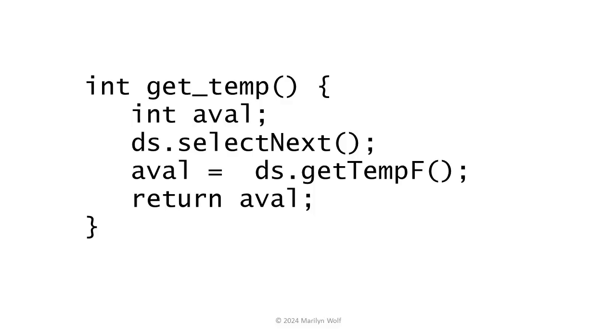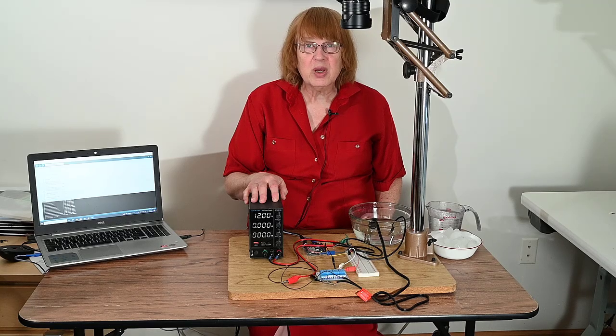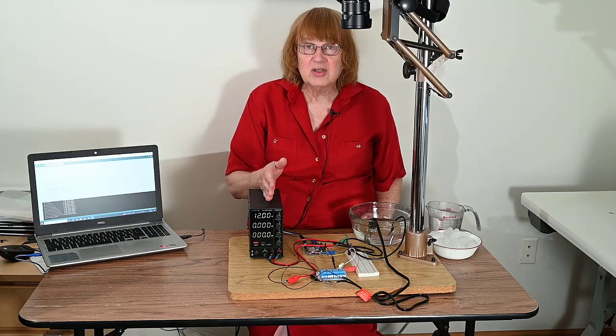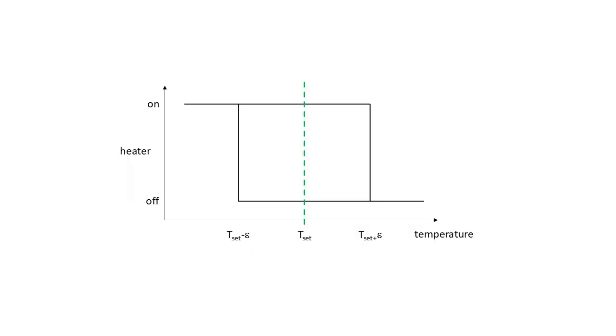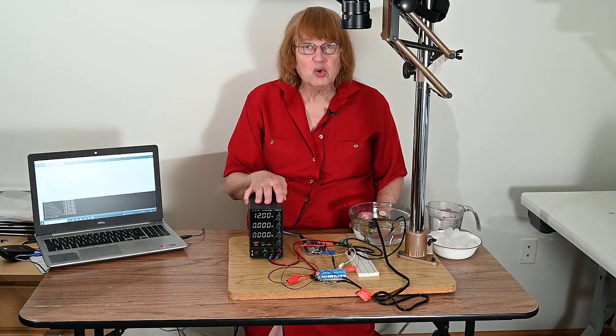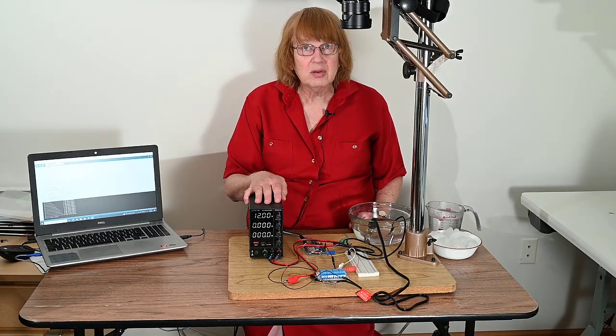This code reads the current value of the temperature sensor and provides it to the control software. Given that temperature reading, we then compute an error between the desired temperature and the current temperature. The control law maintains the current temperature within a range of the desired temperature. That range is plus or minus epsilon. The control law takes as its input the error signal and determines whether the heater should be on or off.